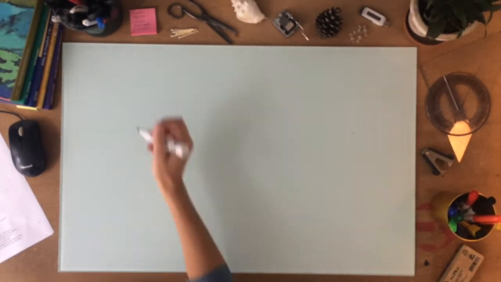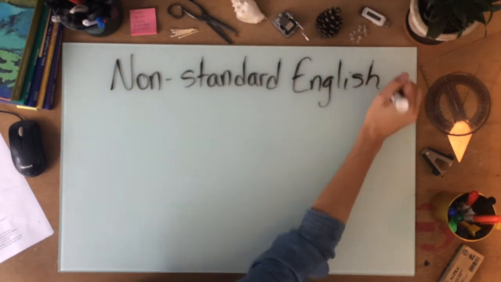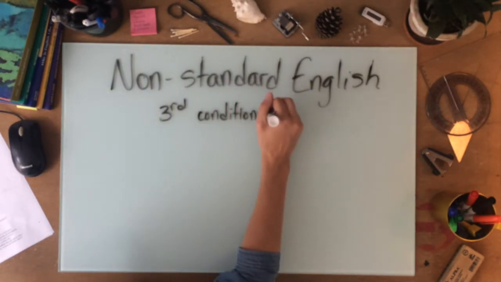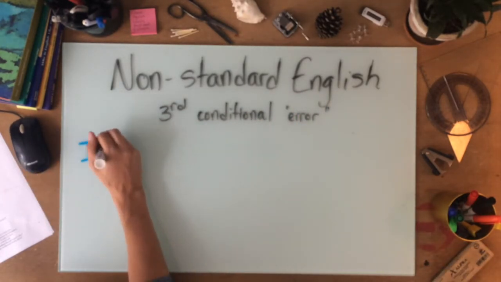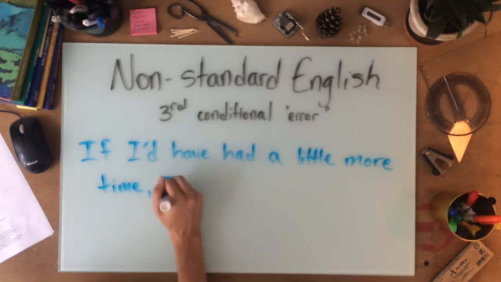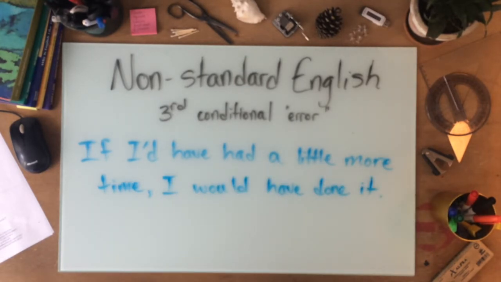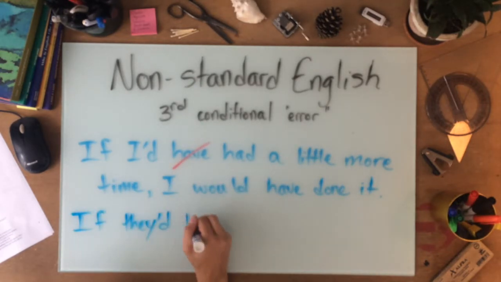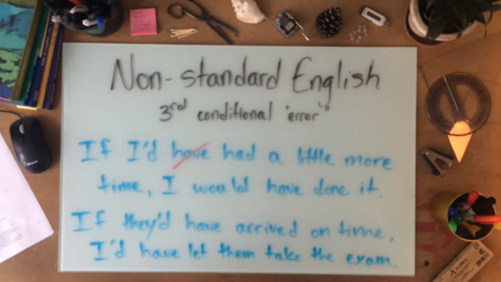Okay, here I need to tell you about something that is technically an error in native speaker English. So I call this non-standard English. Although lots of people say it, it's technically not correct. So in spoken American English, sometimes the third conditionals are said incorrectly. Here are two examples. Notice my pronunciation. When I say it fast, you almost can't hear the mistake. If I'd have had a little more time, I would have done it. If they'd have arrived on time, I'd have let them take the exam.